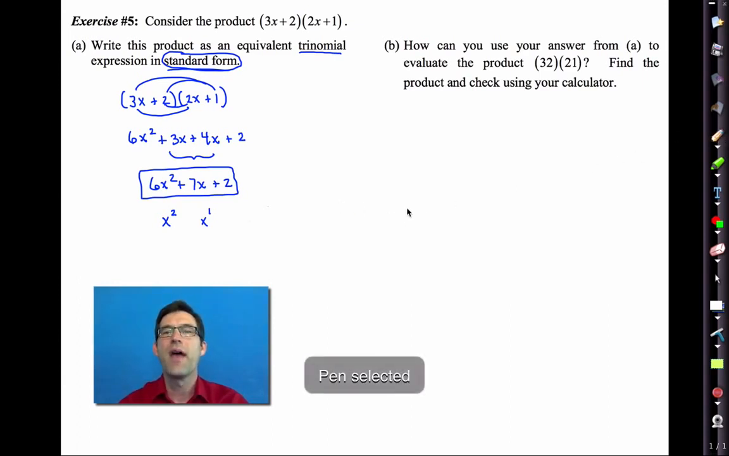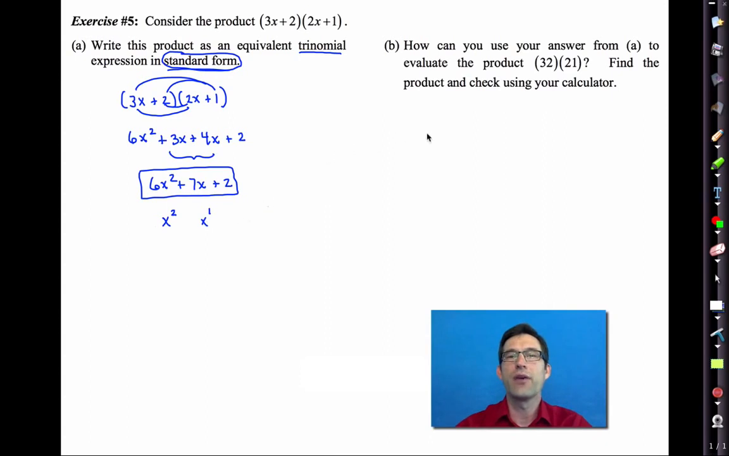I like this problem. How can you use your answer from A to evaluate the product 32 times 21? All right. Find the product and then check using your calculator. So in other words, find the product using something that we had from letter A and then check using your calculator. All right, pause the video now and think about this, especially in light of what we did in the last lesson, Introduction to Polynomials, and then think about how you can use that to answer letter B. Pause the video now and take a few minutes to think about this.